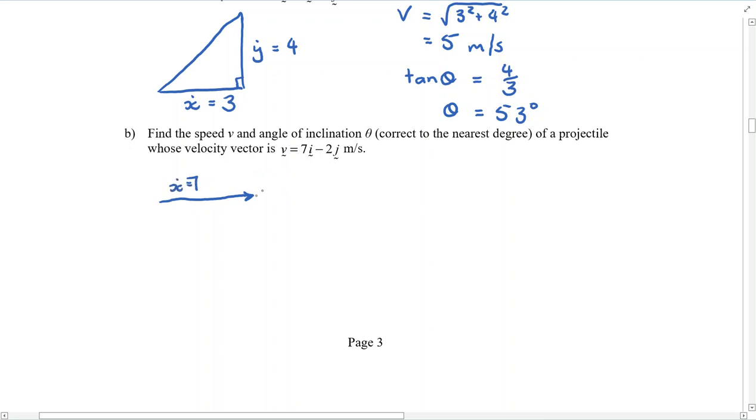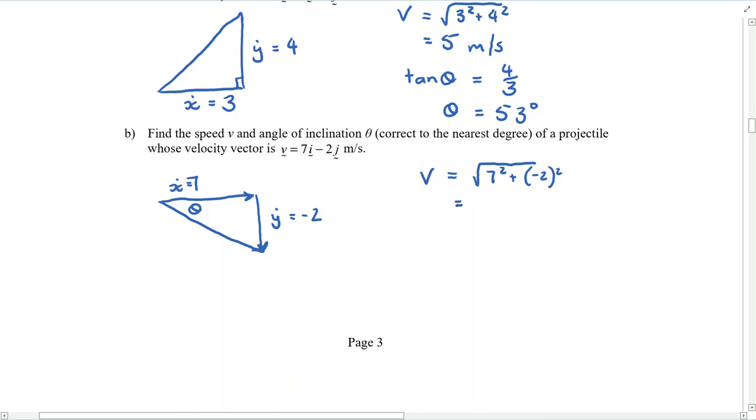And the negative 2 is telling me that the vertical component is going down. So that's velocity is negative 2 going down that way. So my angle is going to be beneath the horizontal, so it should end up being a negative. So let's find, first of all, our velocity, Pythagoras' theorem. So velocity will be the square root of 7 squared plus negative 2 squared.